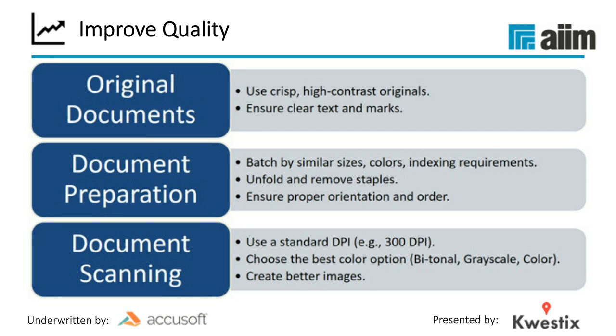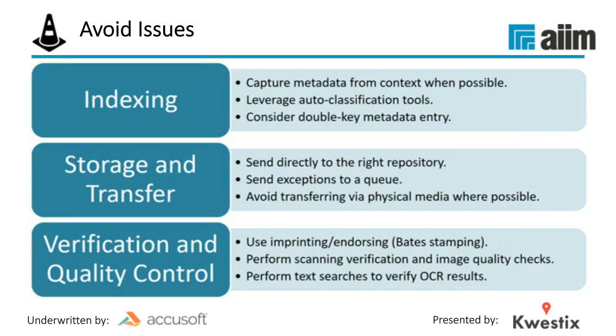Make sure you're picking the right amount of color and create really good images. Then you can do all the other fun things like indexing. So with indexing, you can capture metadata from the context whenever possible. You can leverage tools like auto classification, we'll talk about in a bit, and things like double key metadata entry to ensure you've got a couple of people or a couple of ways to add the metadata so that you can verify that type of thing.